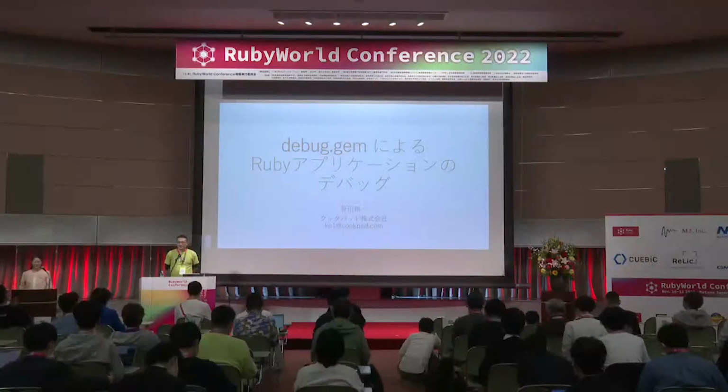The next presenter, Mr. Sasada, is a Ruby committer involved in the speed up of the Ruby interpreter and performance improvement of the virtual machine, garbage collector, and debugger. At the present moment at Cookpad, he has been working on the development of the Ruby interpreter from 2017, and he has been serving as a director of the Ruby Association from 2012. He is going to talk about debug.gem, Ruby application debugging.